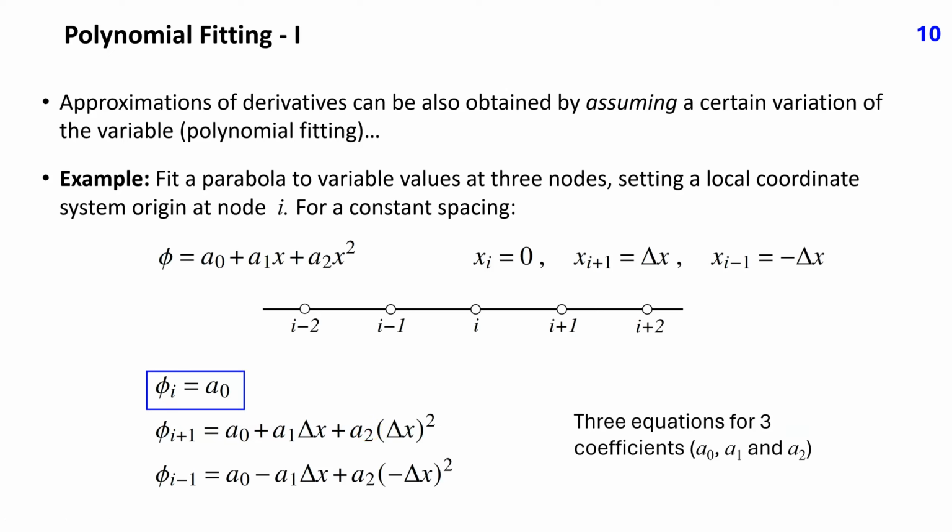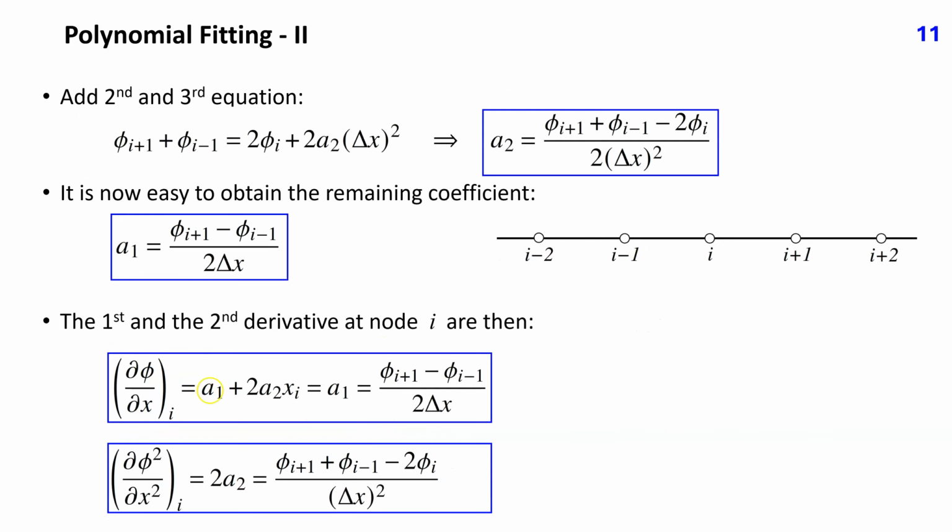The coefficients will be expressed in terms of function values phi i plus 1, phi i, and phi i minus 1. The coefficient a0 is equal to the variable value phi i because the local coordinate x is 0 there. By adding the second and the third equation, we eliminate the unknown a1 and can express the coefficient a2 in terms of variable values at the three grid nodes, shown here. Inserting this expression into one of the last two equations leads to the expression for the coefficient a1.